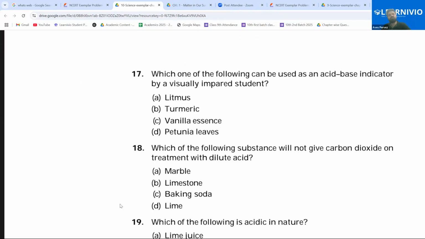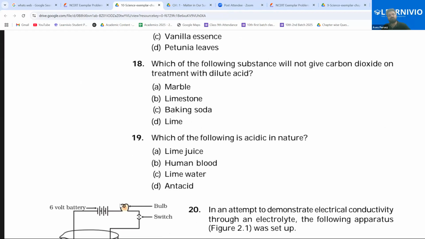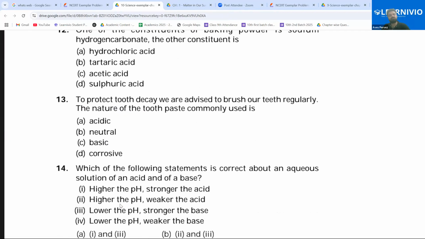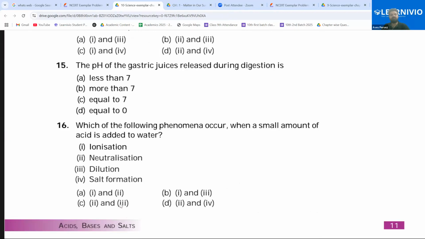Okay. So what could be the answer for this question? Question number 16. Which of the following phenomenon occurs when a small amount of acid is added to water? So first of all, when acid is added to water, then dilution will take place. You know that when acids are added to water, it is simply called dilution. Secondly, ionization. What is ionization? Splitting of something into charged particles. We call it ionization.